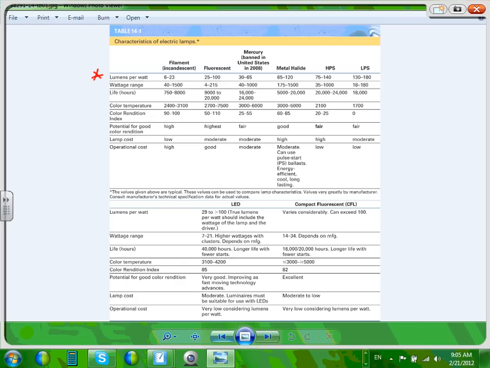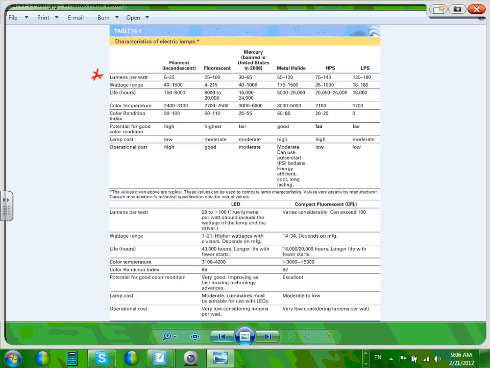Why do we use fluorescent in a commercial building? Look at the expected life for a fluorescent light, close to 20,000 hours, compared to an incandescent lamp that you can get as high as 8,000 hours. So what does that mean? It means it lives longer, cheaper to maintain. Okay. If you go to metal halide, 20,000, high pressure sodium, 24,000. The higher the hours, the better the fixture.